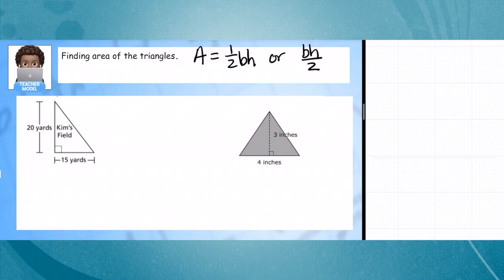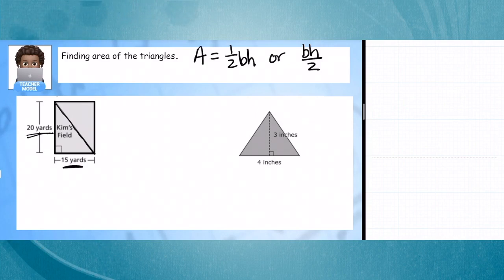Why is it 1/2 base times height? Well, we know base times height is the formula for area of a parallelogram, and the reason it works is because when we look at triangles, triangles have an area that is half of the parallelogram. Why do I say half? Because they have the same base and height. Those two are the same, but my triangle is only half of that whole area. So we do base times height and then we divide it by 2 to find just the area of a triangle.